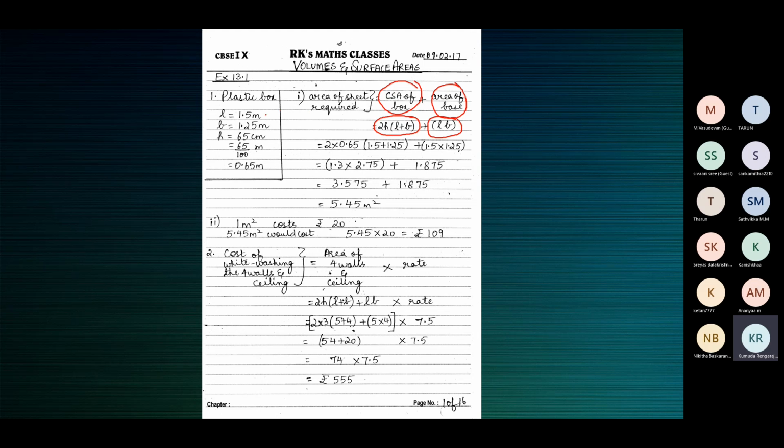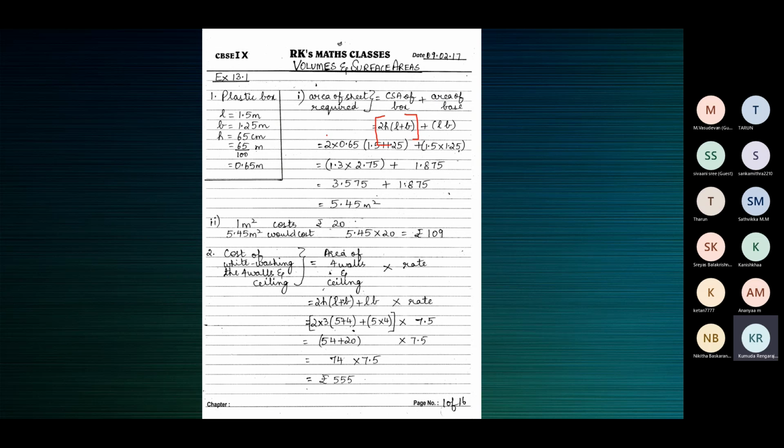Now we have the values of L, B, and H. So apply the values here in the formula, and you just have to calculate. So 2 into 0.65 is 1.3. 1.5 plus 1.25 is 2.75. So see here, 2h into L plus B. You'll have to calculate this. Be very careful while calculating. It's 2h into L plus B.